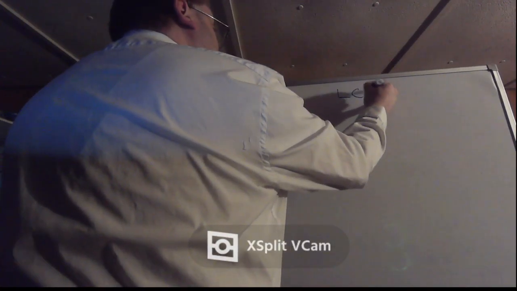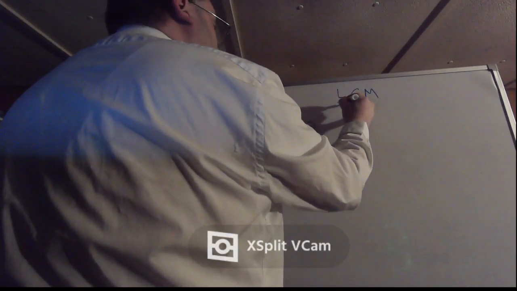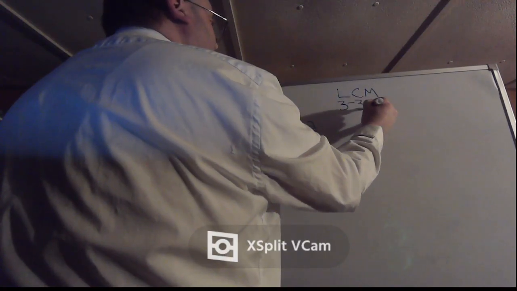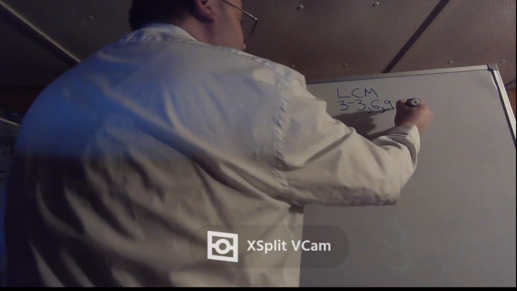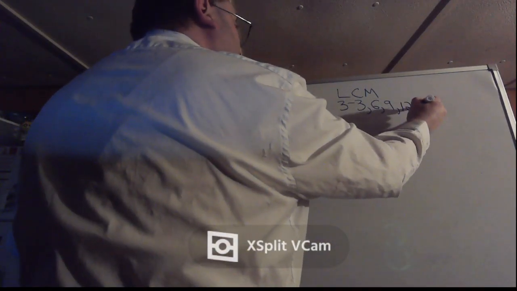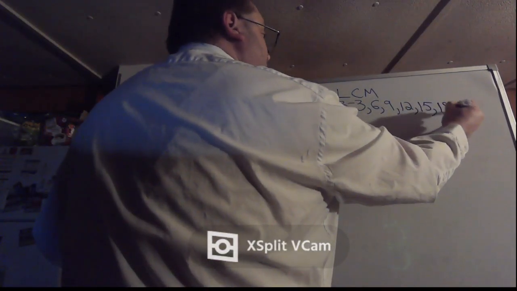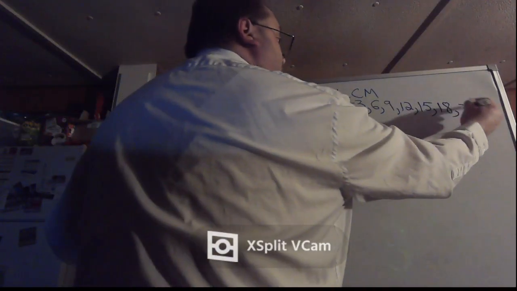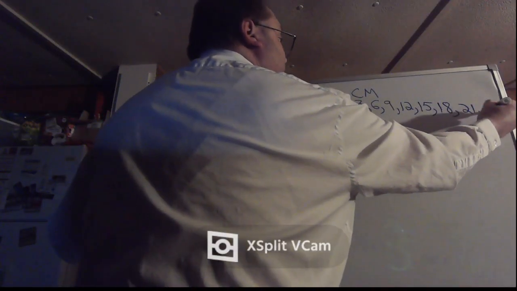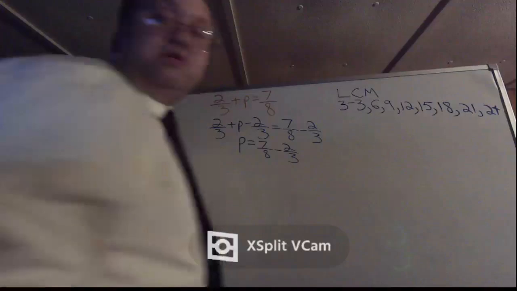So least common multiple of, we'll start with 3. 3 times 1 is 3. 3 times 2 is 6. 3 times 3 is 9. 3 times 4 is 12. 3 times 5 is 15. 3 times 6 is 18. 3 times 7 is 21. 3 times 8 is 24. Well, 24 there. Let's do some common multiples of 8.